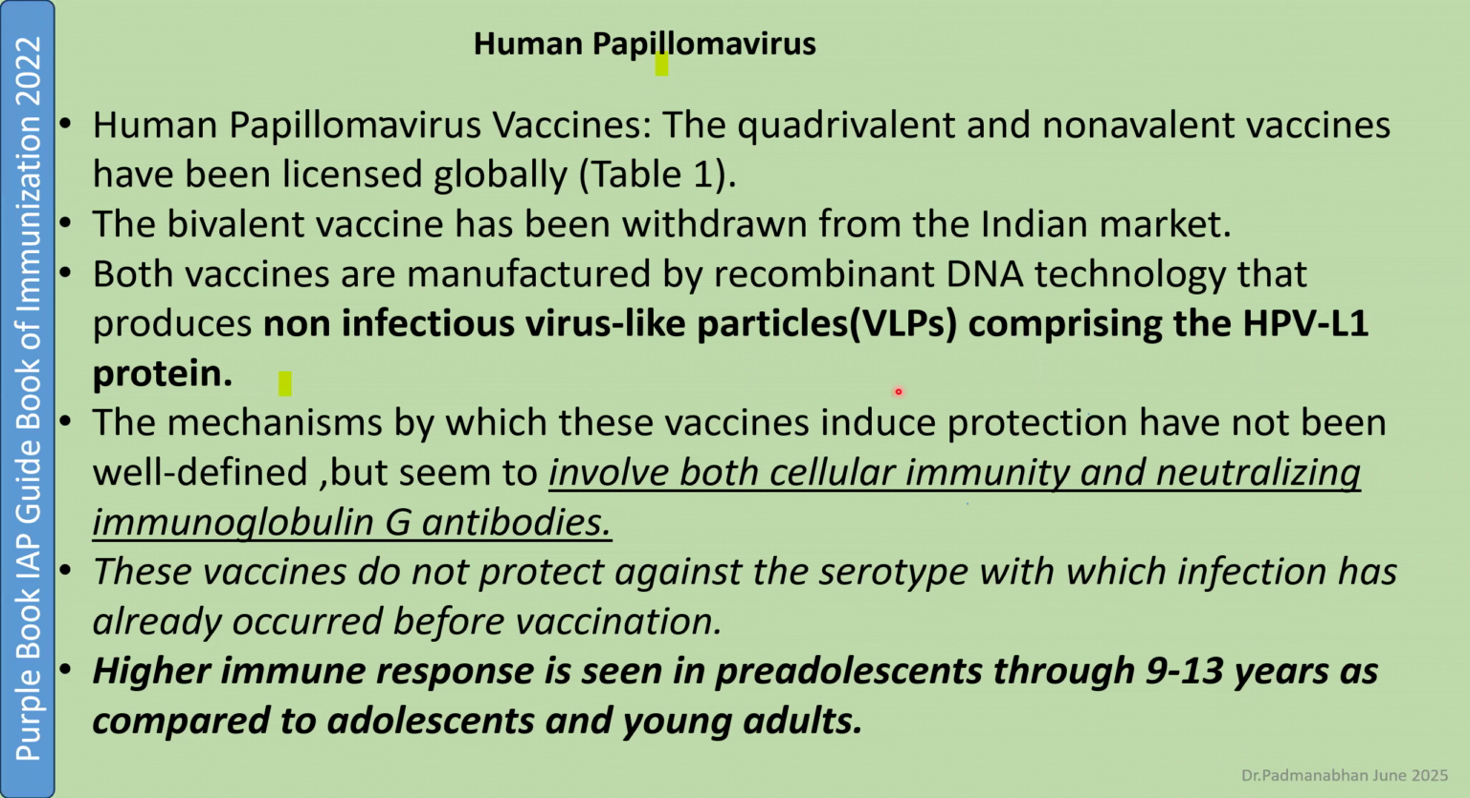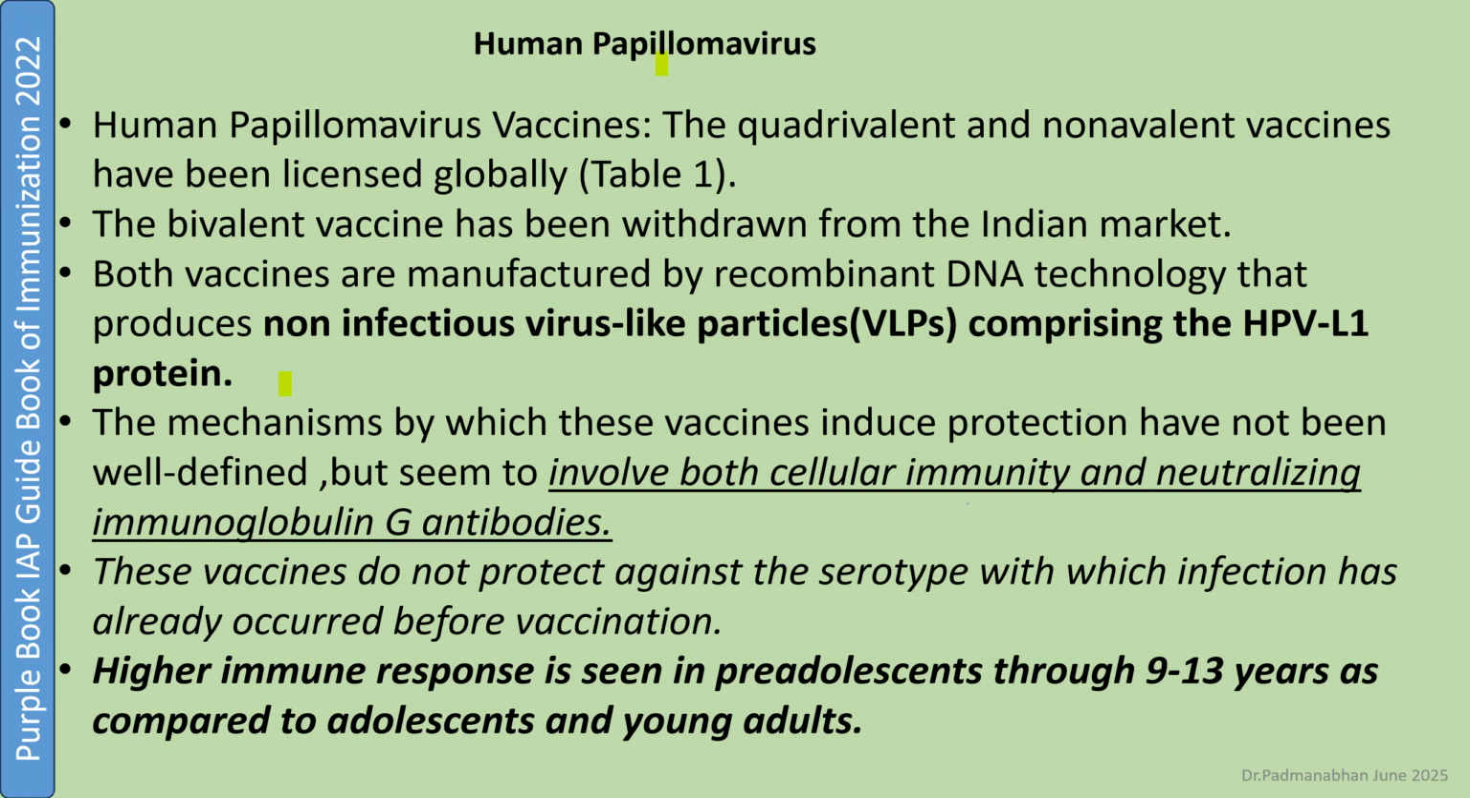All these are important. Why do you give only 2 doses between 9 and 13 years? It's because in that age group there is a higher immune response. After 13 years, you will give 3 doses. Now, second, the vaccines do not protect if you are already infected, if infection with that serotype has already occurred.